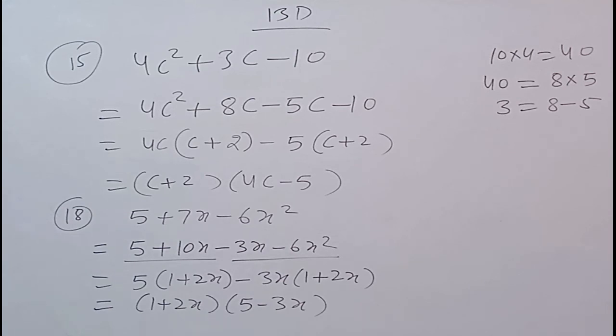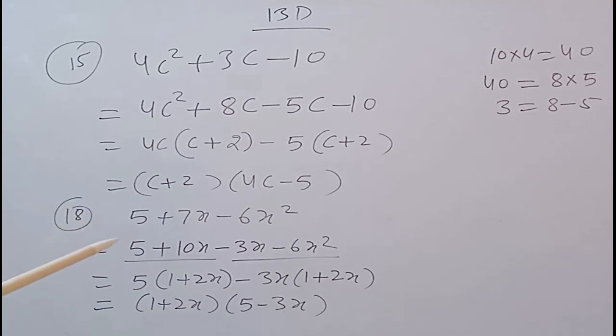Now I am taking question number 18. 5 plus 7x minus 6x square. Now multiply the constant part to the constant part of the last term. So 5 sixes are 30. So find the factors that will give the product 30 and the sum or difference 7. So we have 10 into 3, 30, and 10 minus 3 will be the 7x.